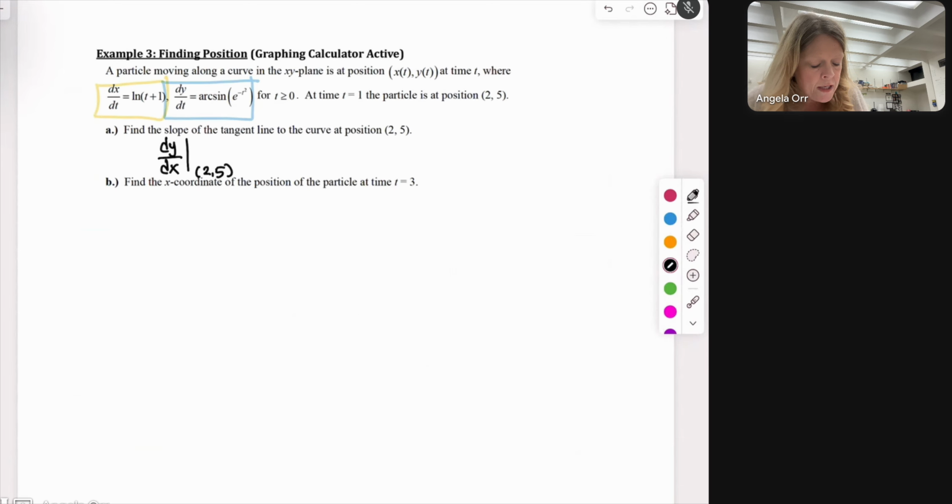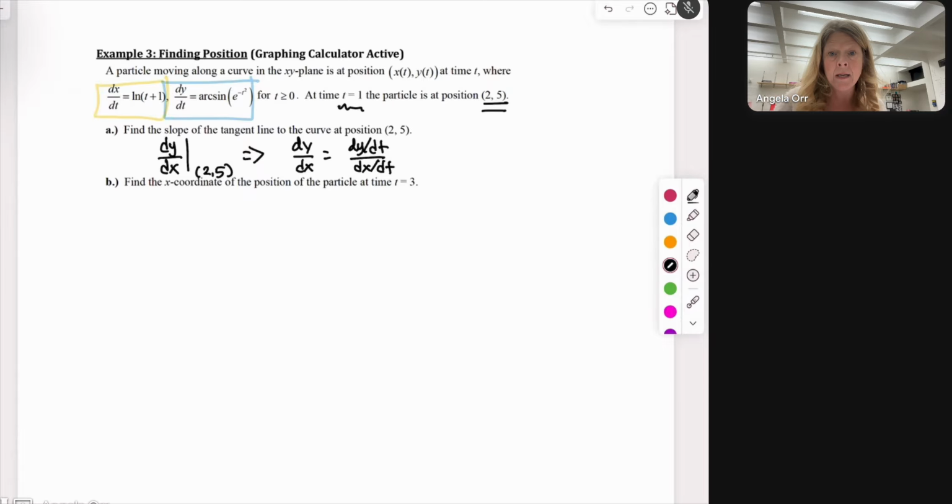Okay, so dy/dx is defined as, we talked about this in an earlier video, dy/dt divided by dx/dt. Then we're going to use the point in time where the coordinate is (2, 5), and that happens when our t parameter is equal to 1. So let's jump into the NumWorks calculator to figure out this first question.